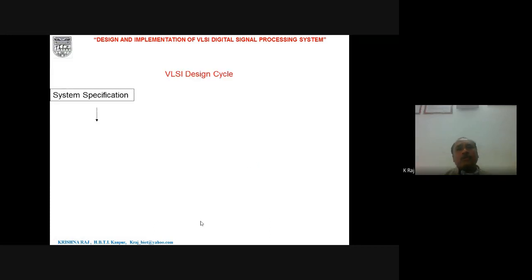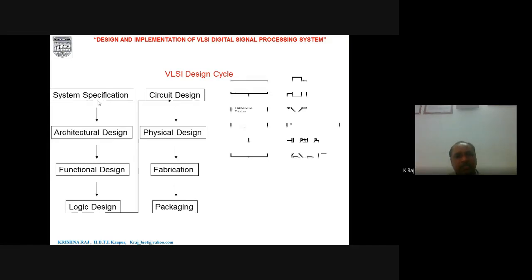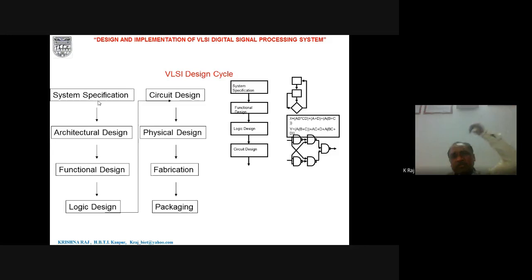Now, as we know, the VLSI design cycles are described by the different steps. That is, the first system specification is described, then architectural design takes place, and then functional behavior of the system is described and functional design takes place here. Logical design, then circuit design, and finally physical design takes place here. And after the designing, the fabrication is the next step, and then packaging and testing takes place here.